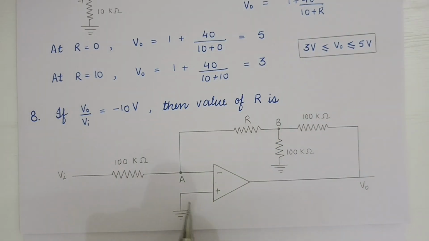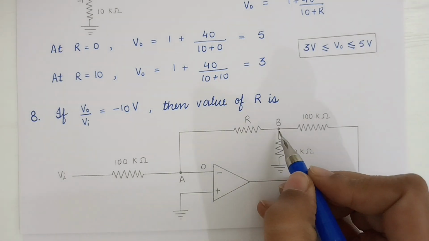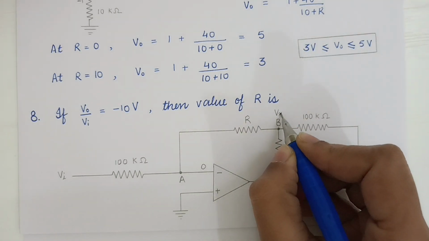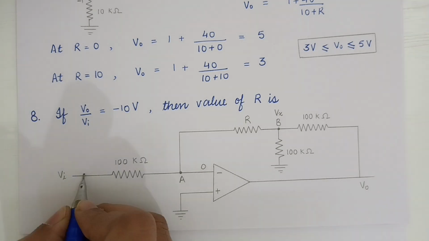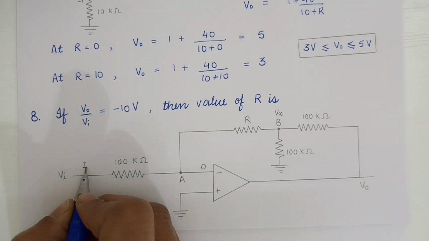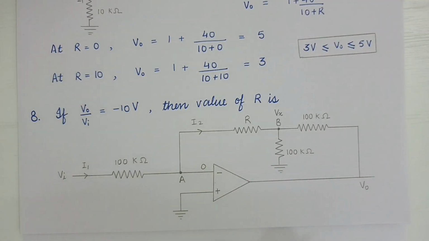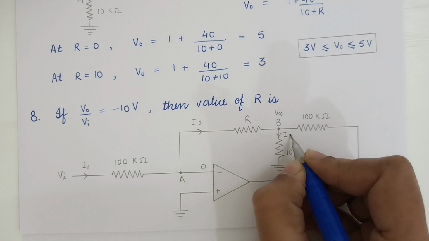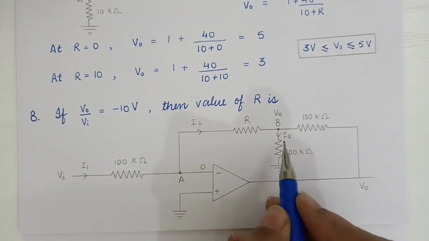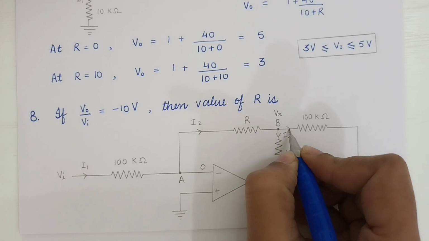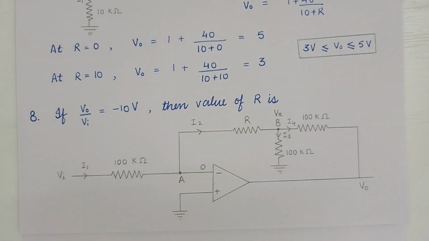And as you can see, this is grounded. It means it is having 0 volt. And with the concept of virtual ground, this is also 0 volt. So 0. The voltage at B, let us say it is Vx. Now talking about current, let this entering current be I1 and this outgoing current be I2. And further, let this current be I3. This is entering and this is dividing into 2, that is I3, and let this side be I4. So now let's start. Let's first solve it for point A.